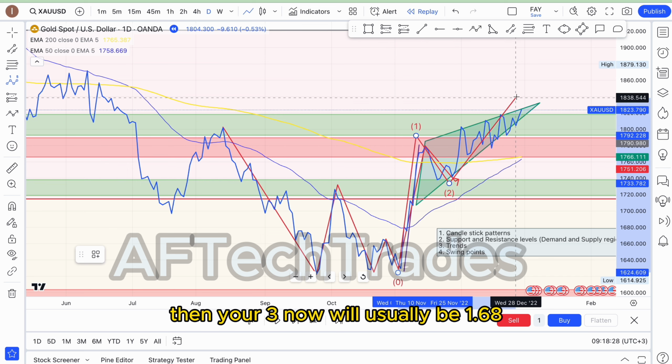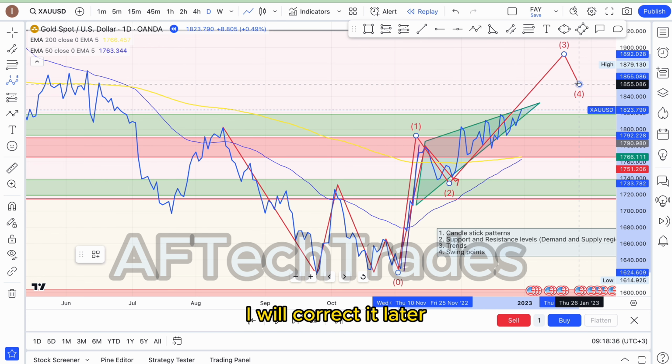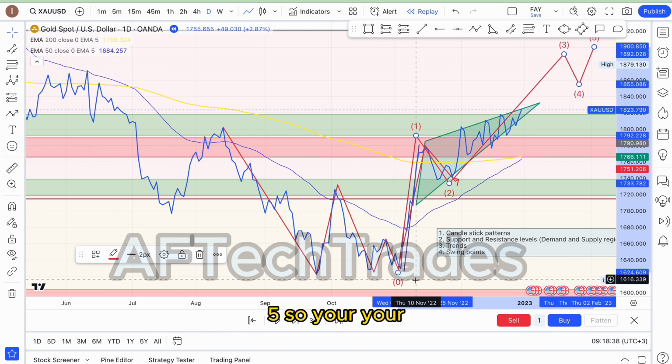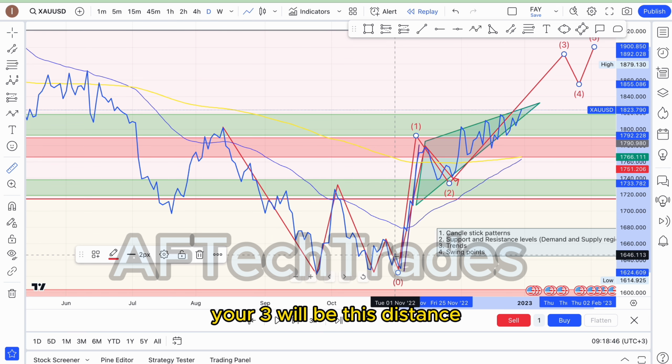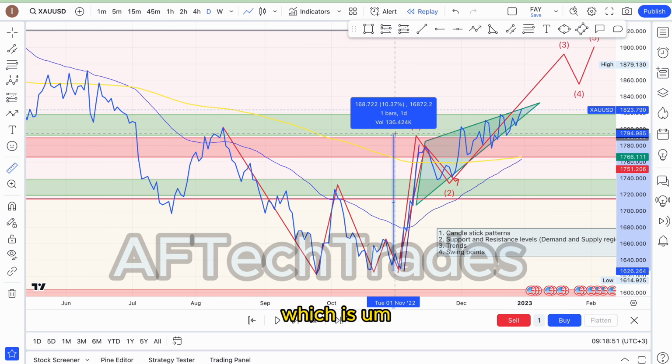Then your trade now will usually be 1.618 multiplied by the length of 1. Let me drop this here. I will correct it later. So your 3 will be this distance. You measure this distance, which is 168.722, multiplied by 1.618. What will that give us? I need to pick my calculator.